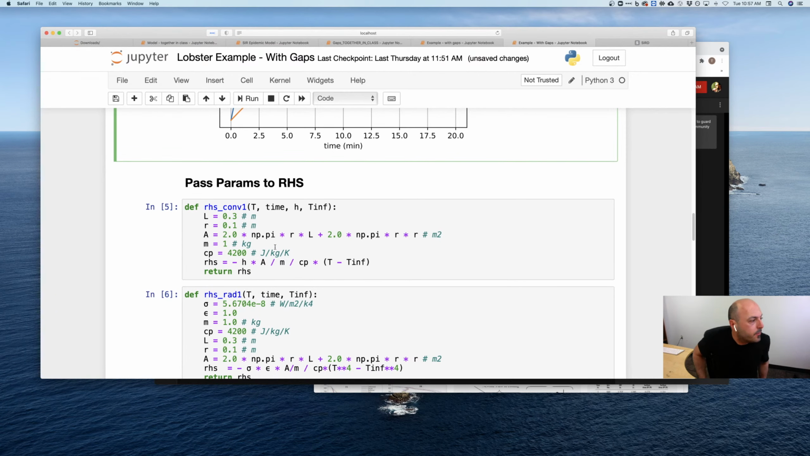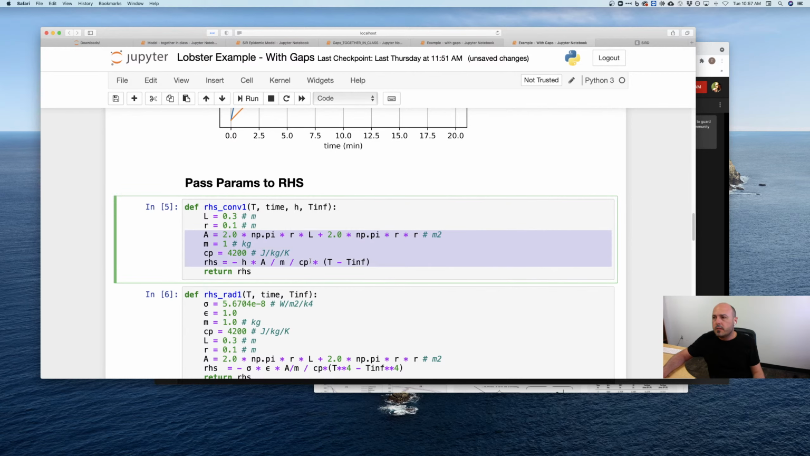So what I have here, and let me see, are those defined on your end, in your notebooks? Is this what you see in your notebook? If you go to the section pass params to the right-hand side, yeah, we see that. Okay, great.